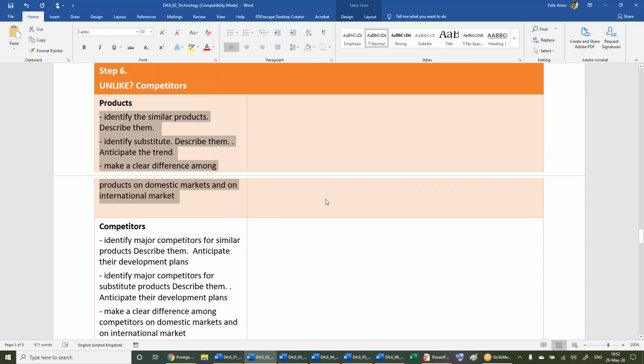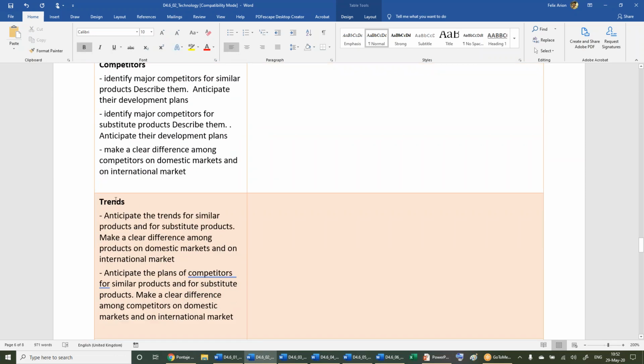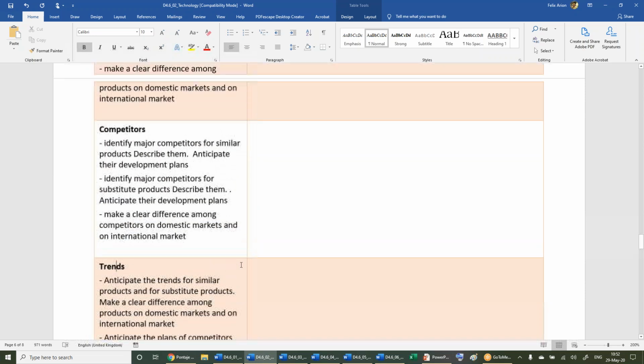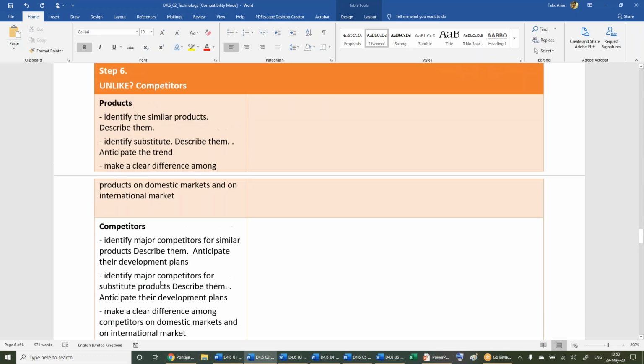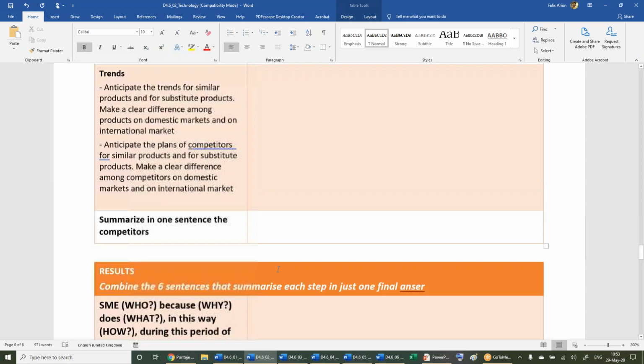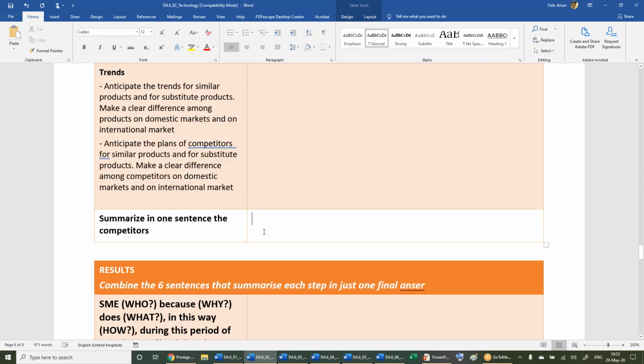Of course, you have to look at what kind of similar products there are on the market, what kind of substitutes are in the market, and try to look at them and say, wow, they are very smart, but mine is different. Of course, it's about the product, it's about the competitors, and it's about the trends and how the future will be for these specific products or technology.